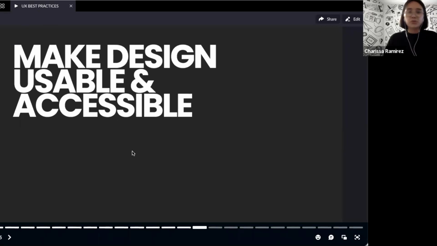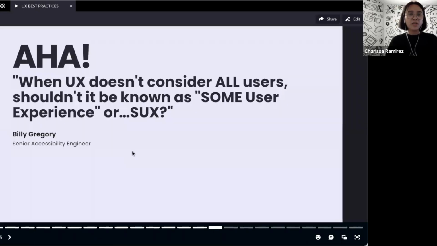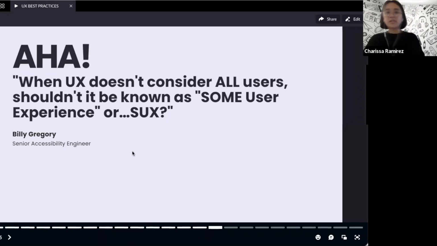I mean, sure, of course, aesthetics are important, and we should try to make our designs appealing. But that is only after we have usable products, okay? Our products should be more than just a pretty face. A well-designed product is accessible to users of all abilities, including those with low vision, blindness, hearing impairments, cognitive impairments, or motor impairments. Billy Gregory, who's a senior accessibility engineer, said that when UX doesn't consider all users, should it be known as some user experience or sucks?